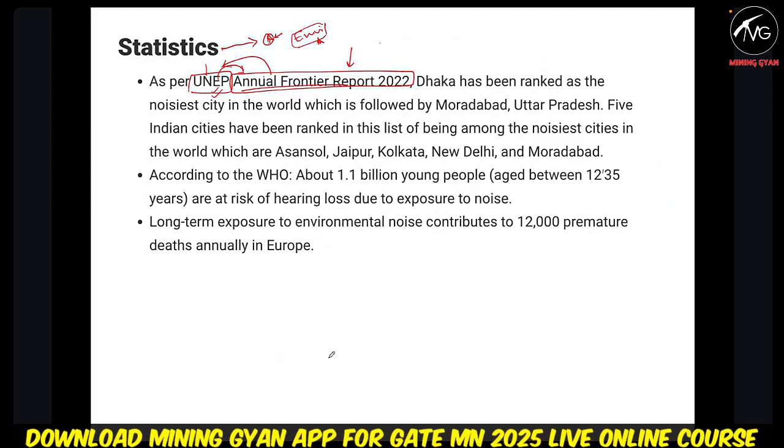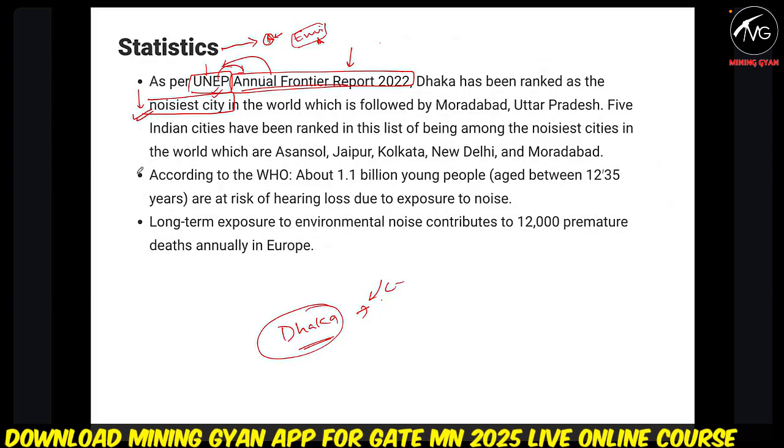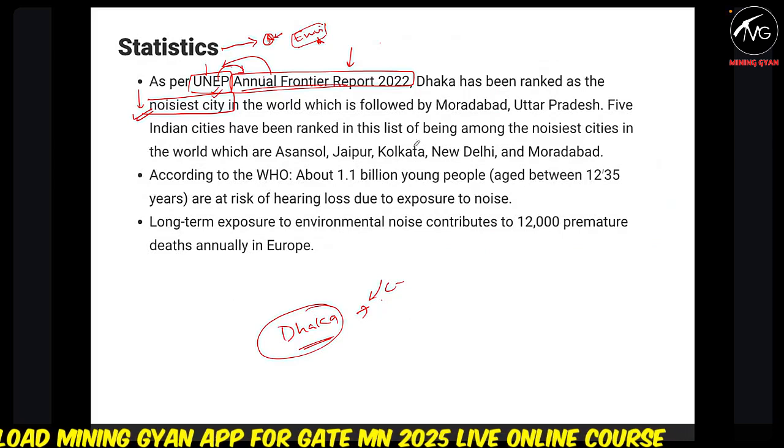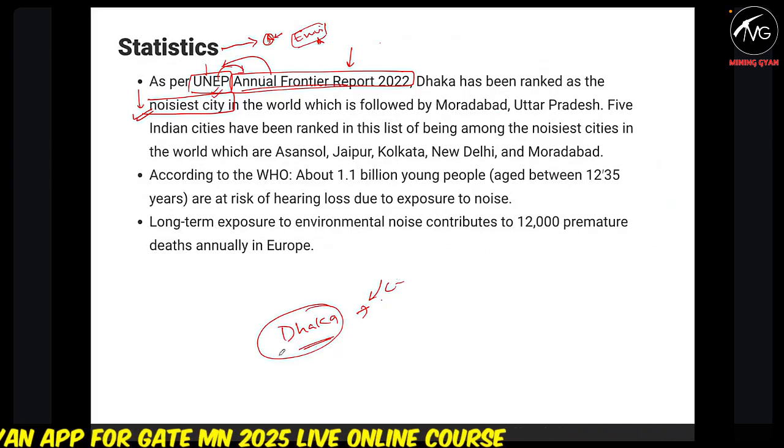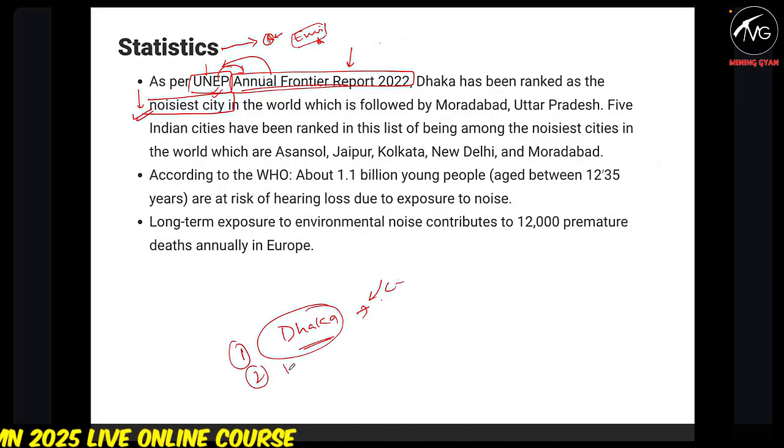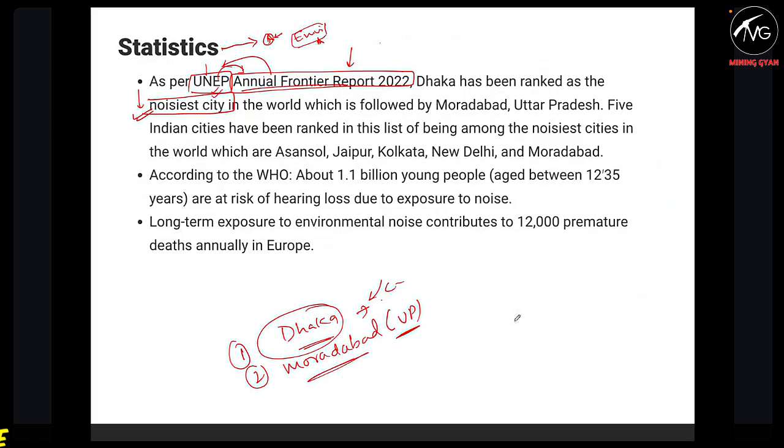है ना? According to that report, ढाका. ढाका कहाँ पे है? It is the capital of... Please comment in the chat box if you know. है ना? कैपिटल है ये. So Dhaka is rank first, which is the noise, जो सबसे ज्यादा पोल्यूट, मतलब साउंड पोल्यूशन होता है जहाँ पे. So it is the noisiest city in the world. After Dhaka, first is Dhaka, second is Moradabad, यूपी. So second is Moradabad.